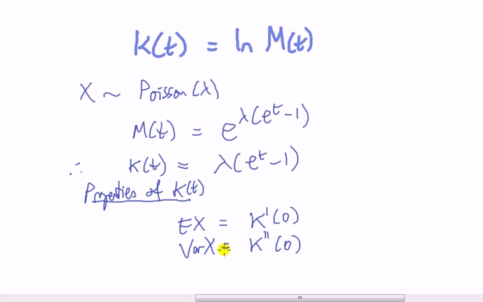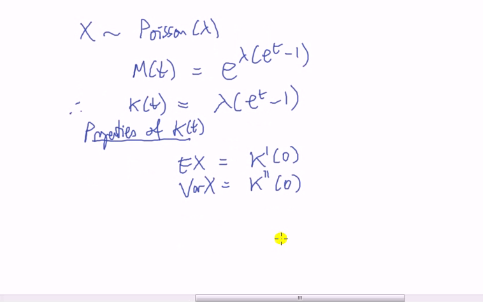Now it's this variance I'm looking at, because this is why when it works it's quicker. If you're using the MGF you have to differentiate it twice, and then you've got to subtract the square of the expectation of X to get the variance. But this is just saying if you differentiate twice at t equals 0 you've got it immediately. So let's try that.